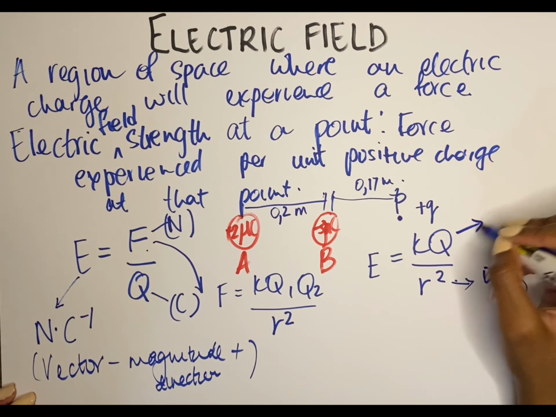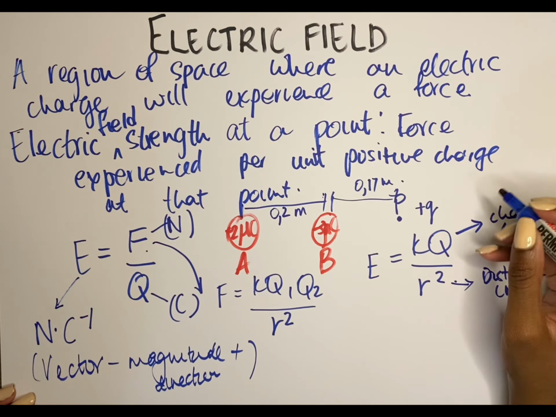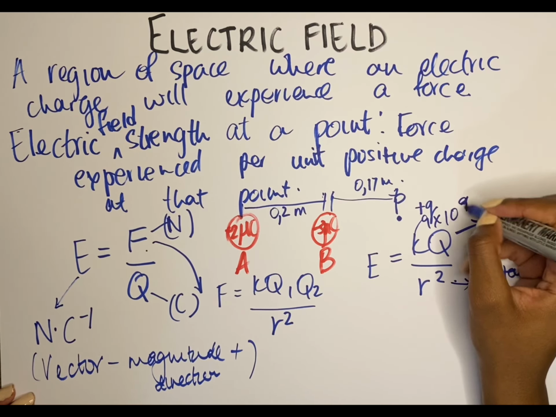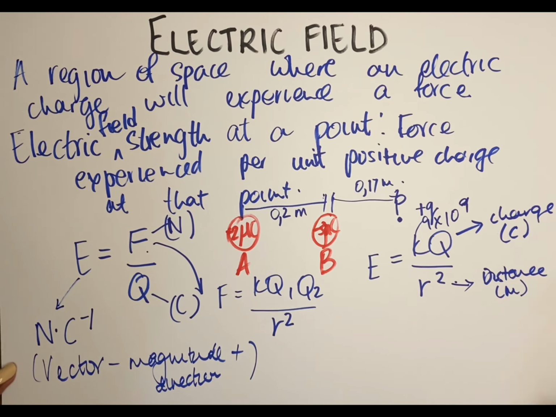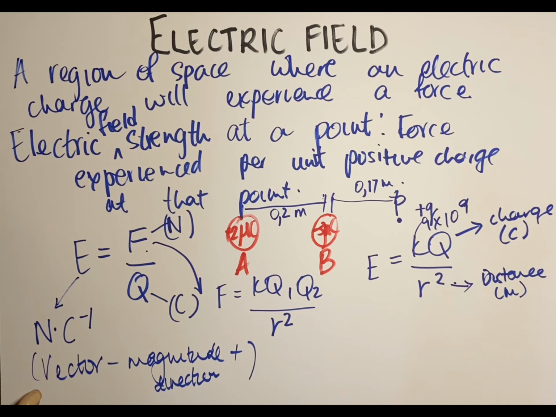And then this is the charge in coulombs. And then this is going to be Coulomb's constant, right? And this is still going to be newtons per coulomb, and it's going to be a vector.